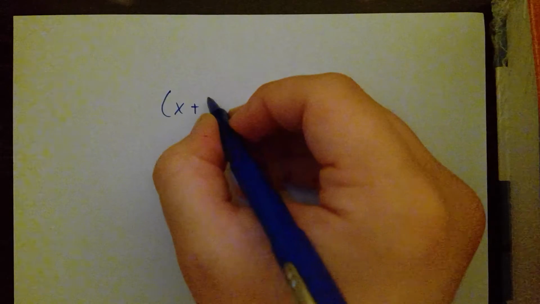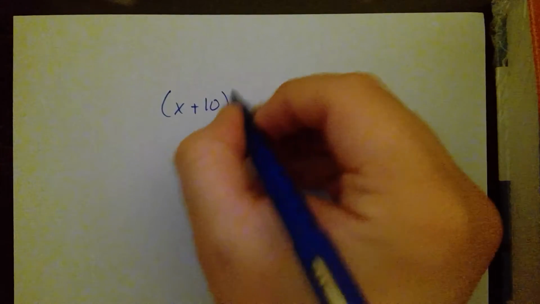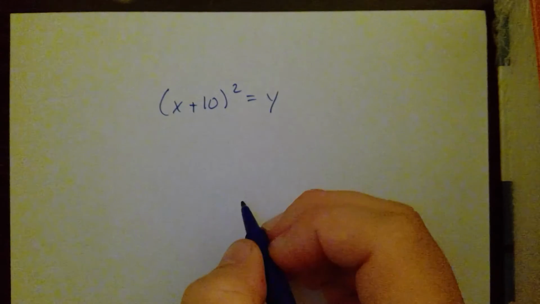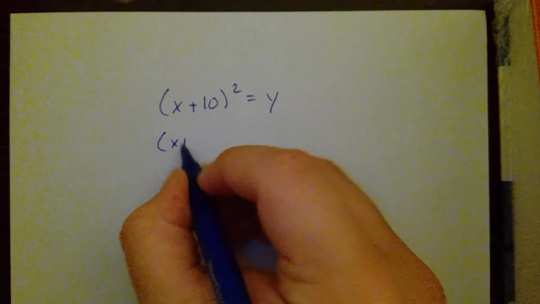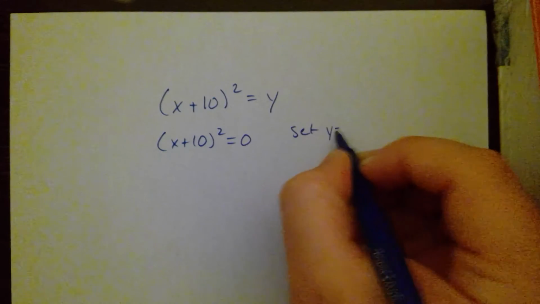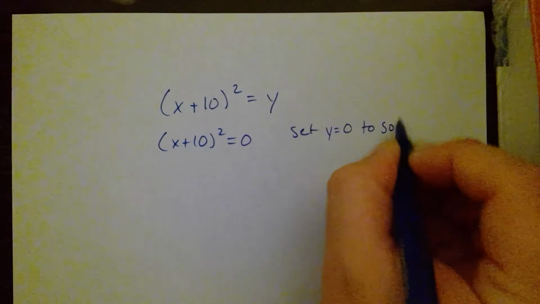Now, let's take a look at another example where what I just said is going to be a bit confusing for us, but we're not going to talk too much about this. Let's say that we have the function x plus 10 squared equals y. First off, we need that x plus 10 squared to equal 0. So we set y equal to 0 to solve.